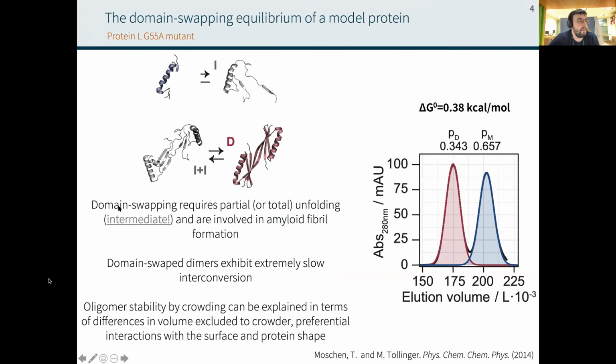All these domain swapping events are highly interesting to understand many of the amyloid fibril formation phenomena that happen in several diseases. Importantly, domain swapping dimers exhibit extremely slow interconversion. And this oligomer stability can be understood in terms of excluded volume or preferential interactions, but also the protein shape. The nice thing is that in this system you can separate monomer and dimer by size exclusion, and you can quantify how much dimer or monomer you have.